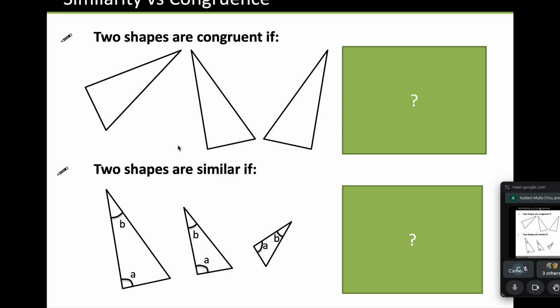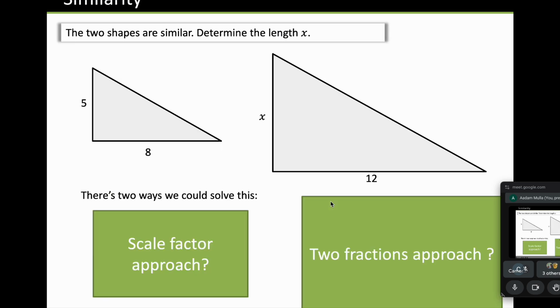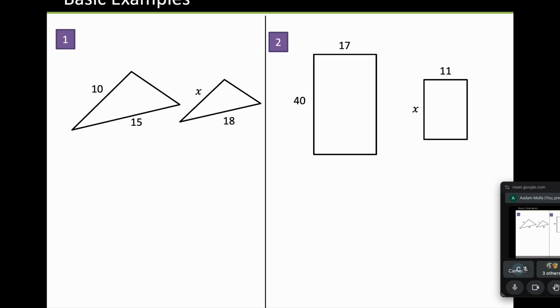And two shapes are similar if one is a multiple of another. So the angles will be the same. You just need two of the angles to be the same because the other angle will be the same. So all the angles will be the same, but the side lengths will be different. That means they've just been multiplied by something or divided by something, like a scale factor. Yeah, it should say they are similar. It's been multiplied by a scale factor or something. So we're going to do a very basic example and then we'll lead up to working towards this question here.